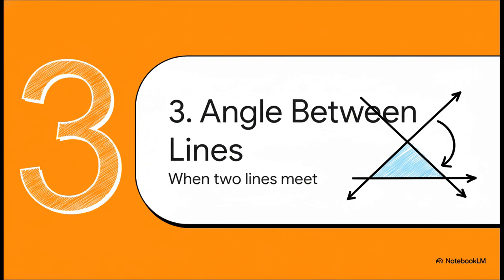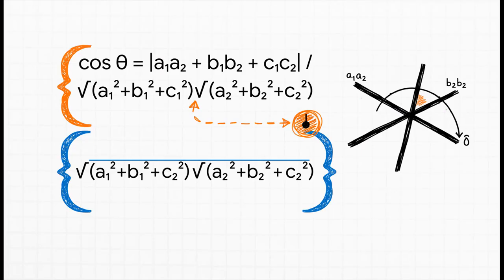But what happens when you have two lines? What's the angle between them? Now this is a pet topic for the exam paper setters. They love asking this. So ears open, eyes on the screen. And this is the magic formula you need. To find the angle theta, this is your key.